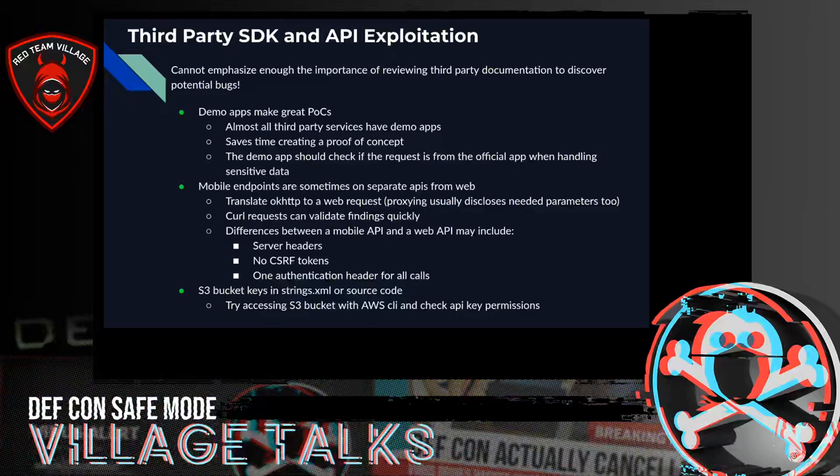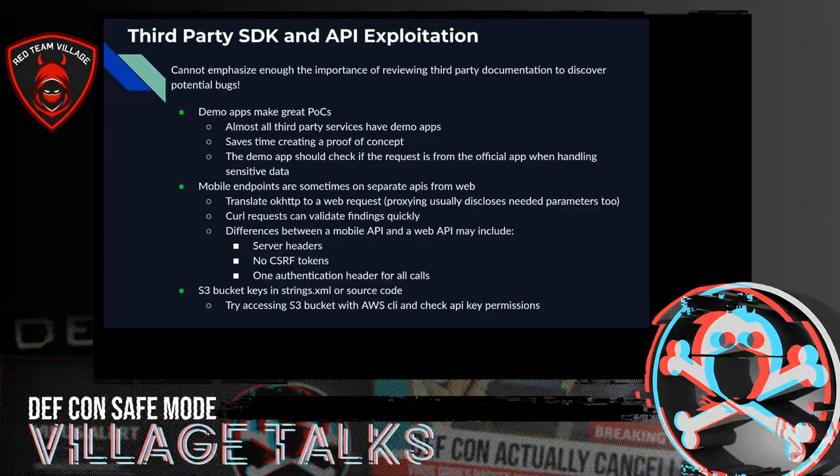Mobile endpoints sometimes have separate APIs, like completely different ones that aren't designed the same exact way. And there could be different server headers, or there could be calls without CSRF tokens. There could be calls with just one authentication header for all the calls. And sometimes you can even find the token in the Android app and use it to potentially elevate privileges and disclose more data. So there could be a default one that's just set to the user's account, but then you can find another token that you can use in strings.xml or something like that.